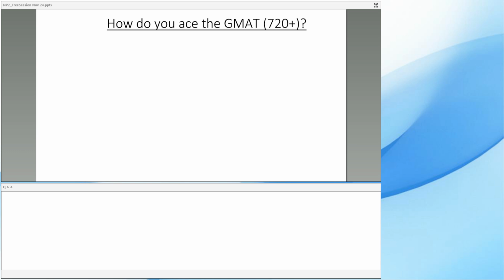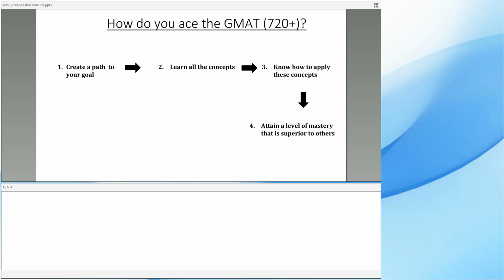So to illustrate the differences between these two architectures, we'll talk about how you get to that 720 or higher score. To get there, you need to follow a certain path. You need to first figure out what your journey towards that score is going to look like. Then you've got to figure out all the concepts that you still need to learn. Then you've got to learn how to apply those concepts and ensure that you've attained a level of mastery where you are in that top 6%.